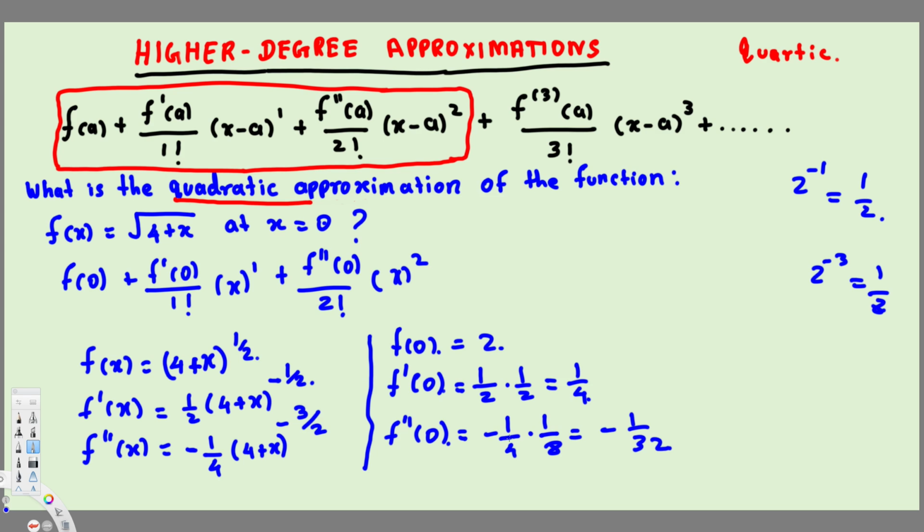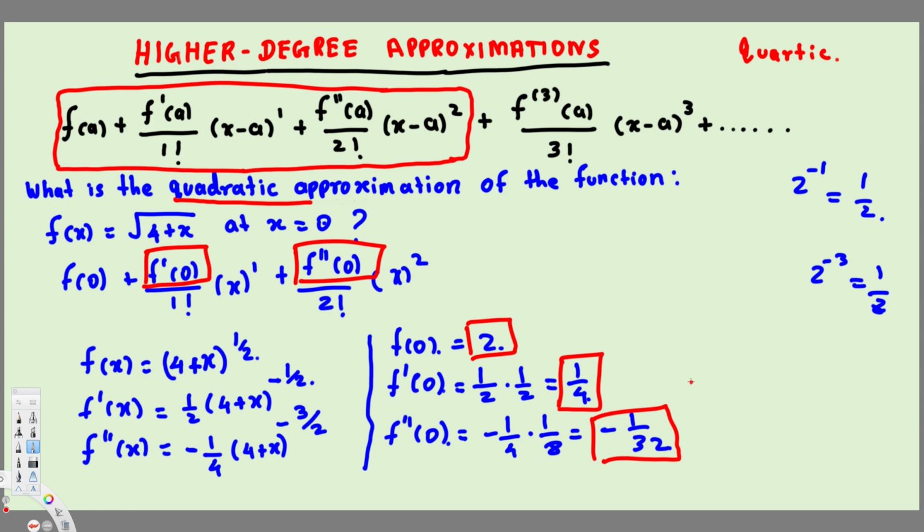Now let's go ahead and plug these values into the original equation. For f of 0 we are going to apply this one, for f prime 0 we are going to apply this one, and then for f double prime 0 we are going to apply this one, and then all we have to do is just add them together.